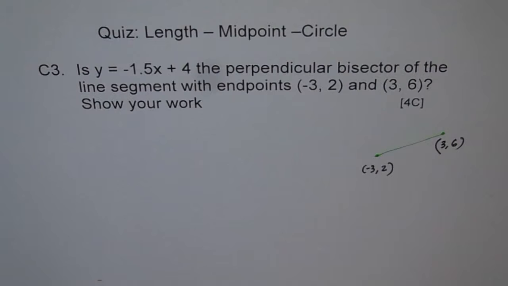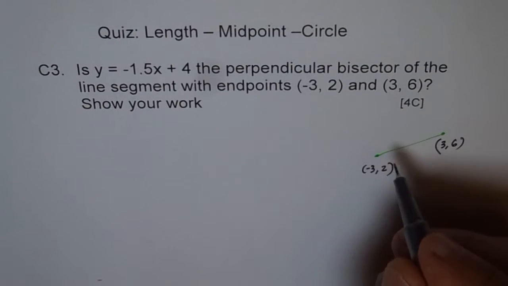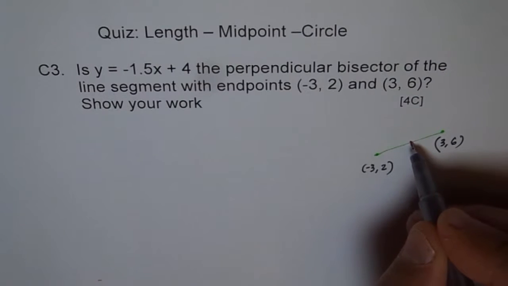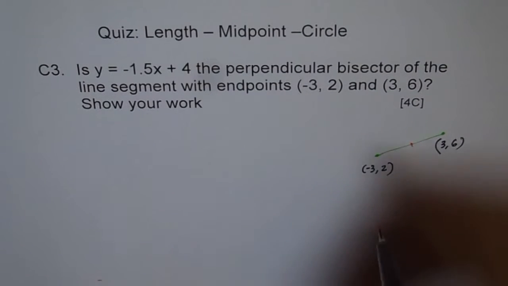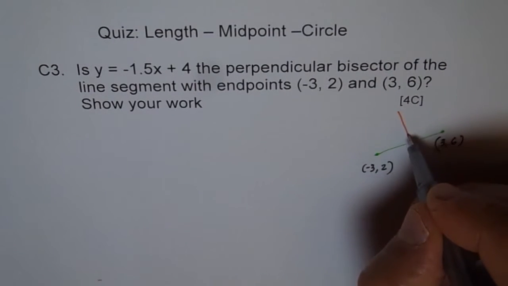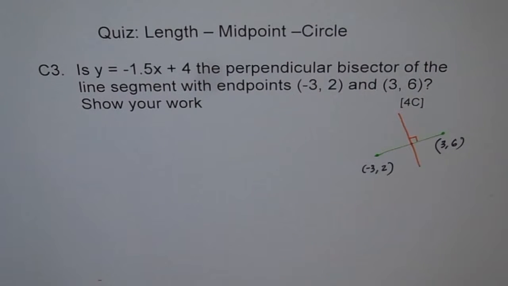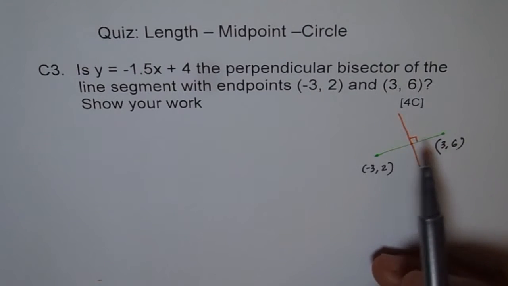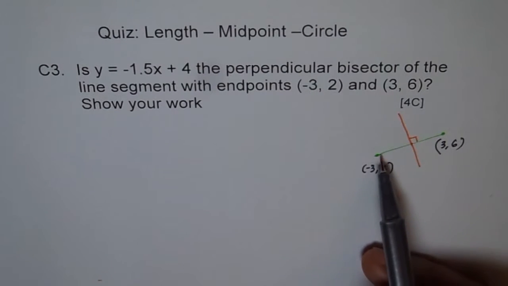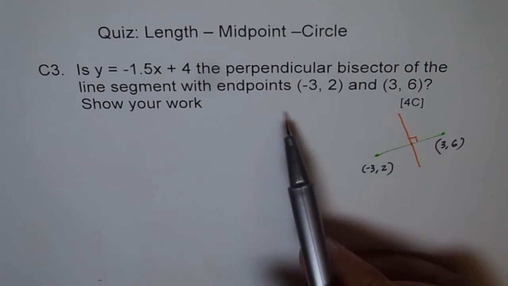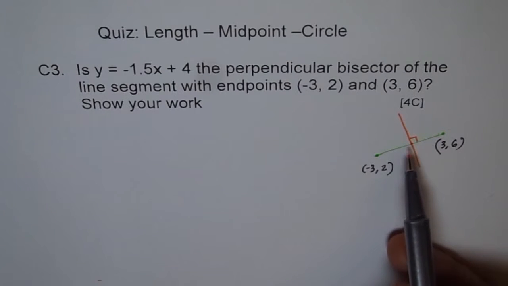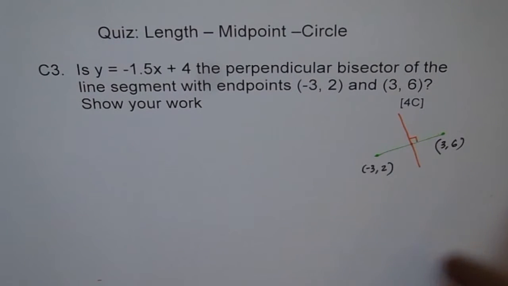Now, perpendicular bisector means that the line will go through the center of this line. That means right here, let's say this is my midpoint, and the line will be perpendicular to it, kind of like this. So that is my perpendicular bisector. What we need to show is that this line goes through this point. Only then it is a perpendicular bisector. Otherwise, it is not, right?